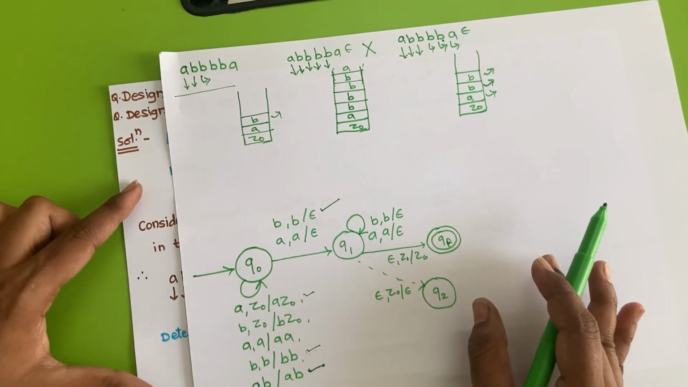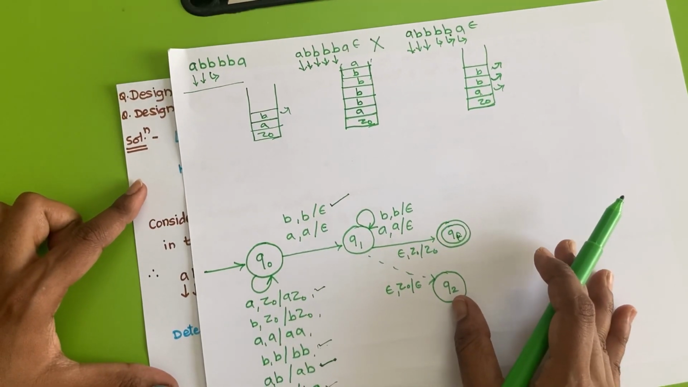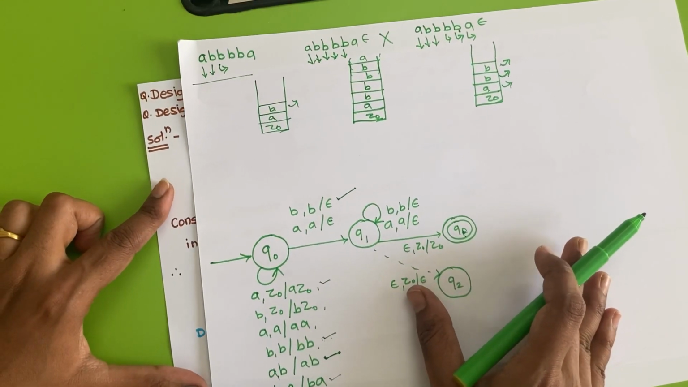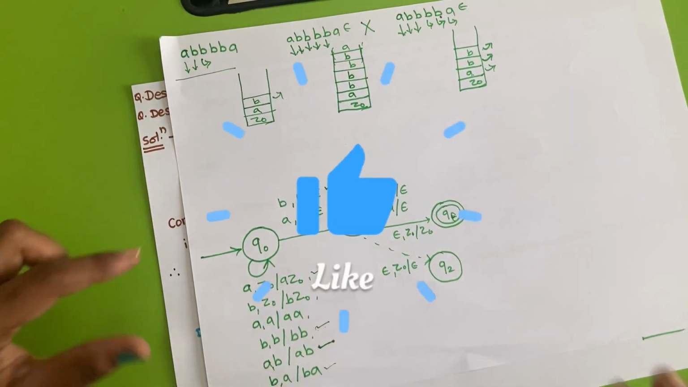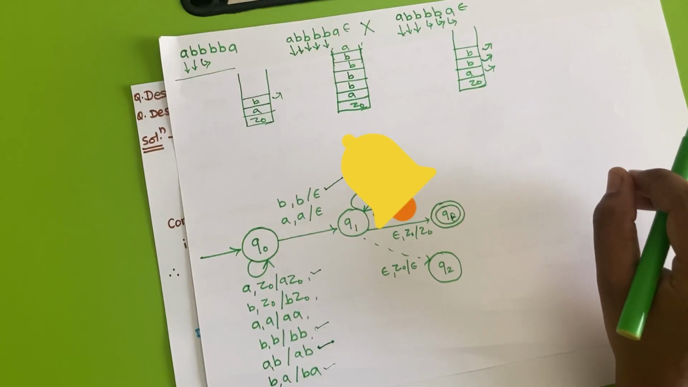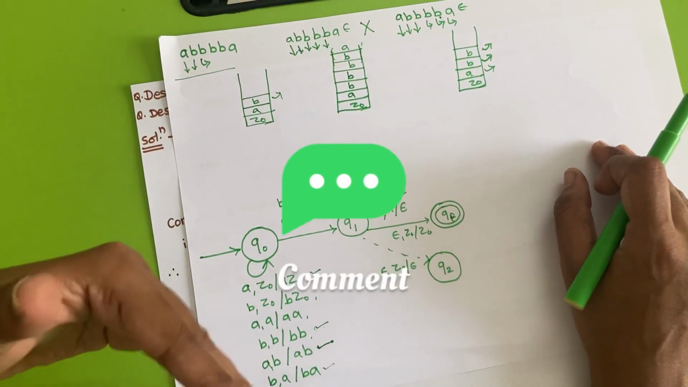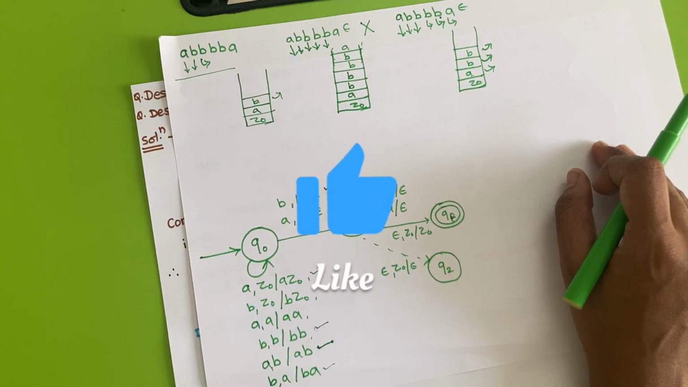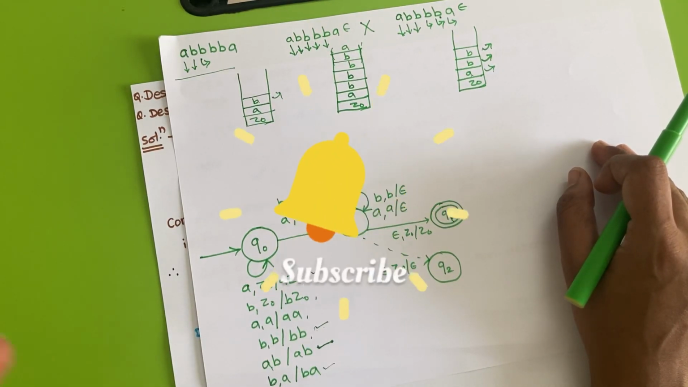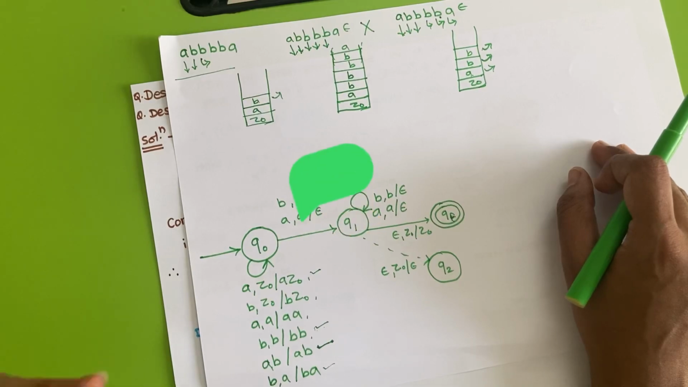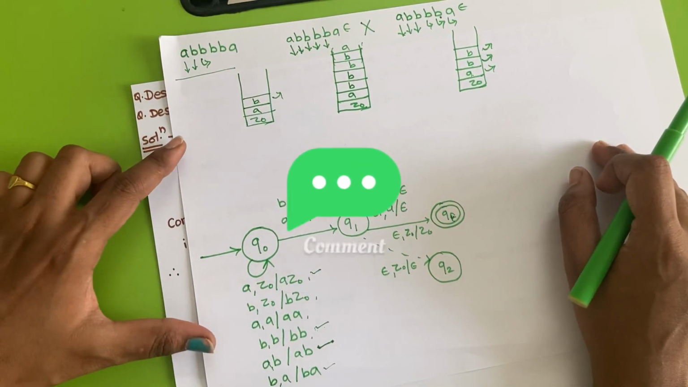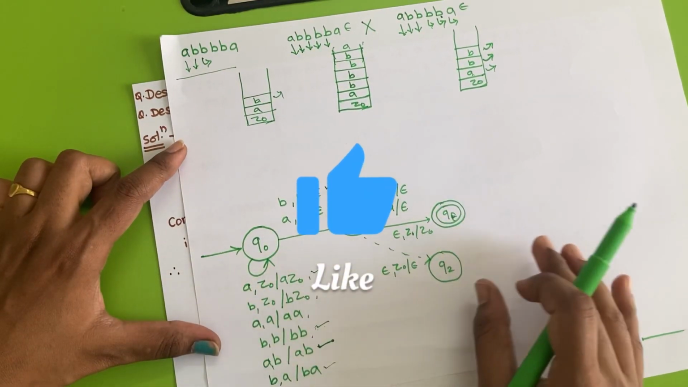Meaning moves are non-deterministic in the case of NPDA. Hope you understood how to move from one state to another state in the case of a non-deterministic PDA, and how the strings are processed, read or accepted by the given PDA in the case of NPDA.